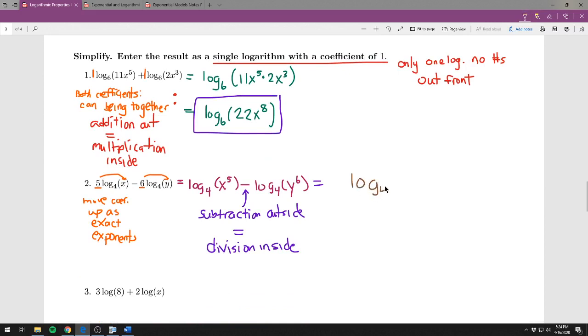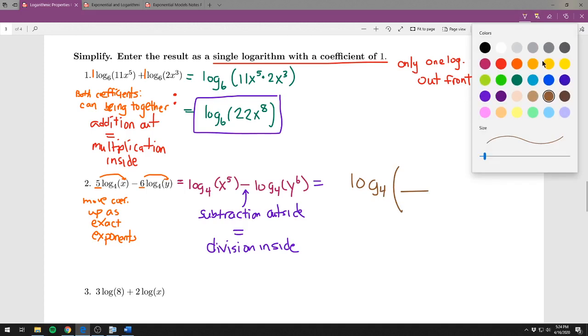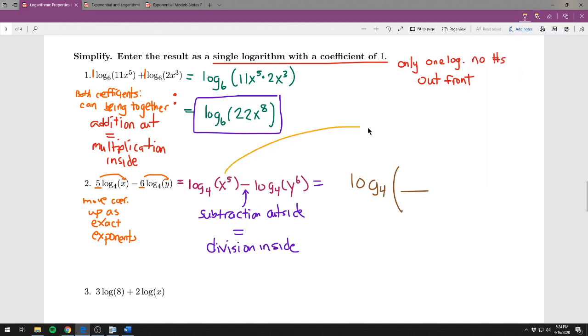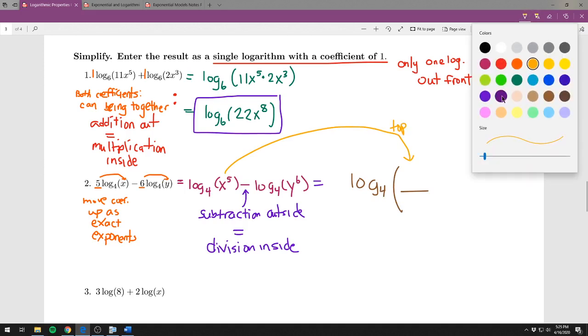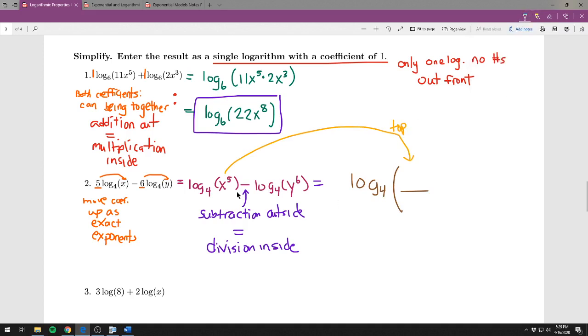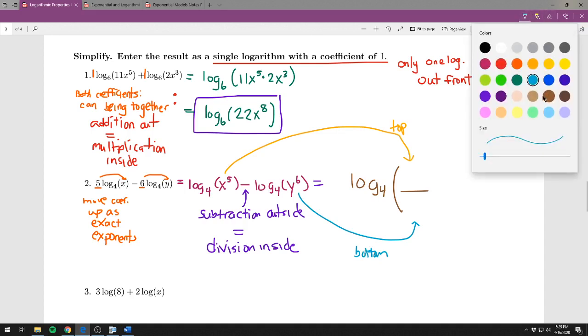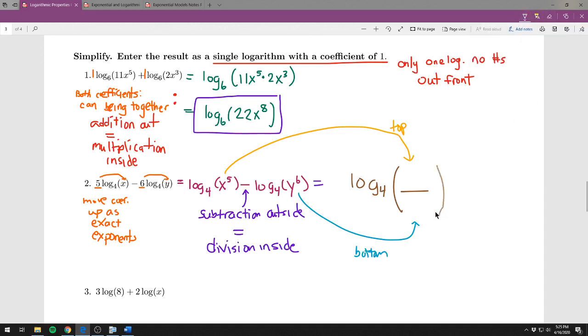The log base doesn't change. We get a fraction. What comes before the minus sign, the x to the 5th, is what goes on top. And what goes after the minus sign on the inside, the y to the 6th, is what goes on the bottom. So once you fill that out, though, you are good to go. All right, and we got x to the 5th on top. We got y to the 6th on the bottom.